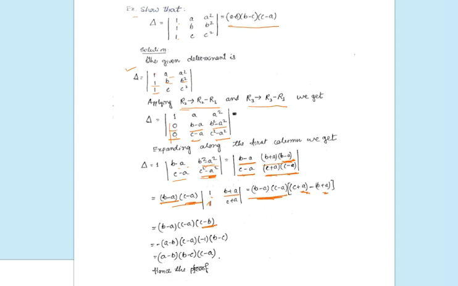Now from b minus a, if we take the minus sign common, it will be a minus b. Then from the third one, if we take minus 1 common, it will be minus c plus b, which is b minus c. So this is a minus b into b minus c into c minus a, which is equal to the right hand side. Hence the proof.